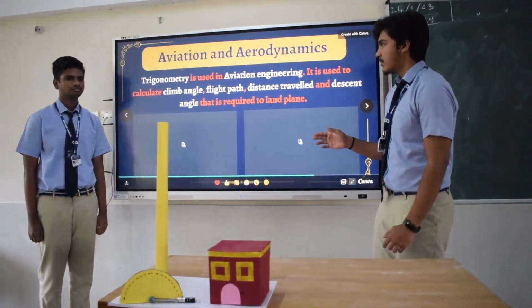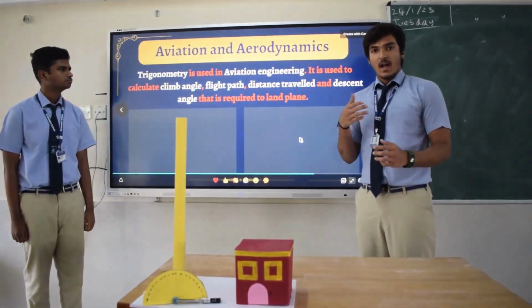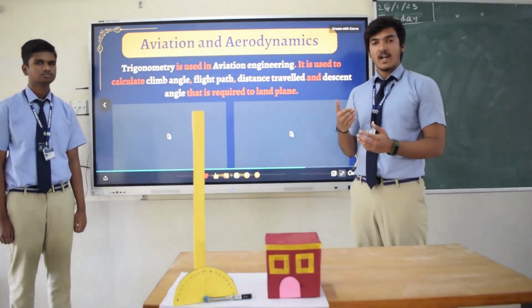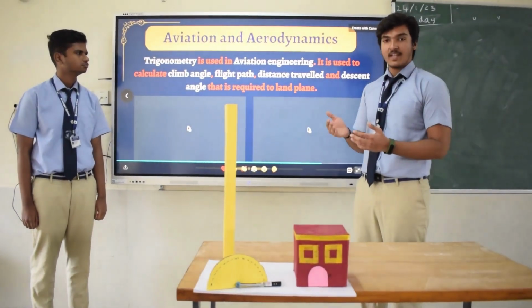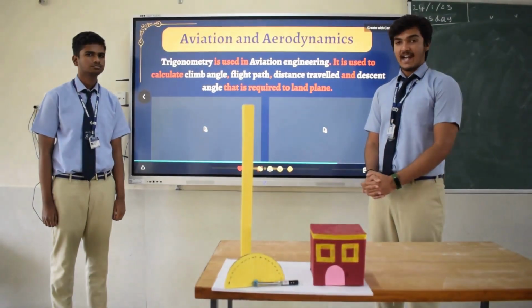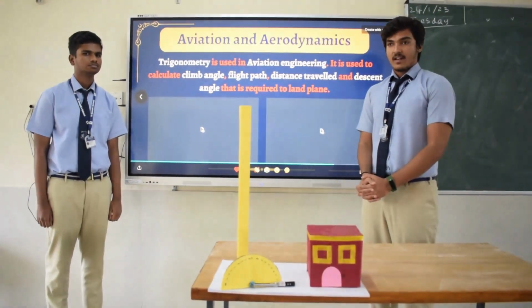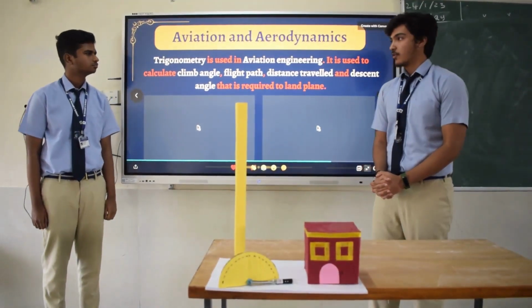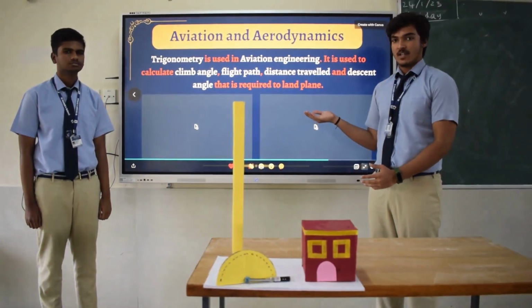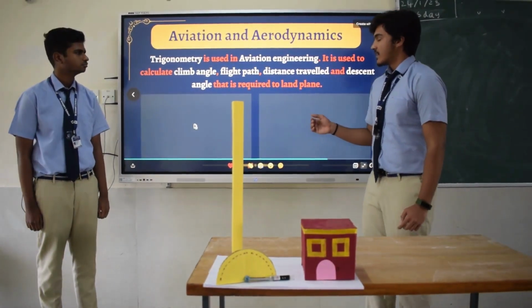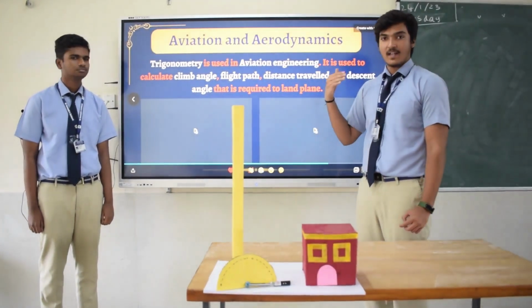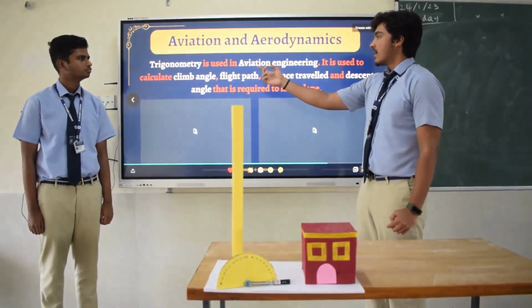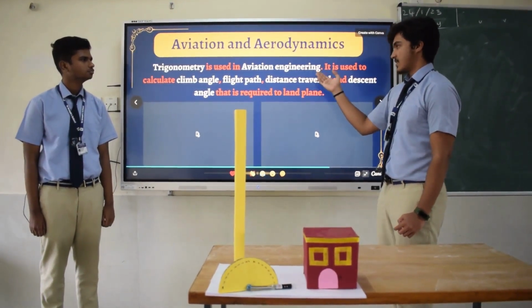So we looked into how we use trigonometry to calculate heights and distances. There are many more diverse applications of trigonometry, very advanced, and trigonometry is basically very useful. So we shall look into how it is used in real life. Firstly, it is used in aviation and aerodynamics, basically planes and flight. Trigonometry is used in aviation engineering.